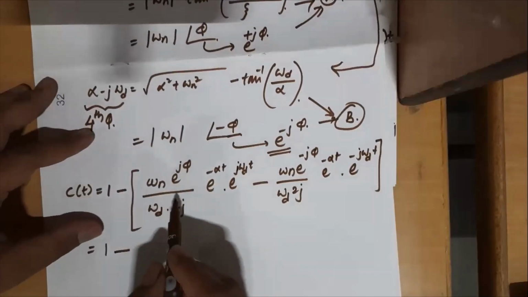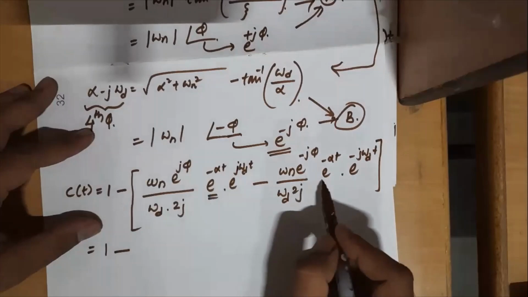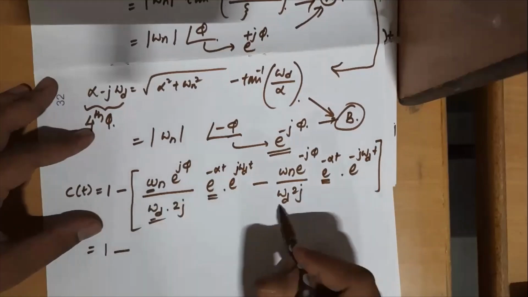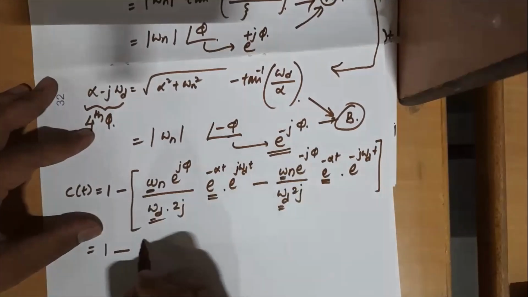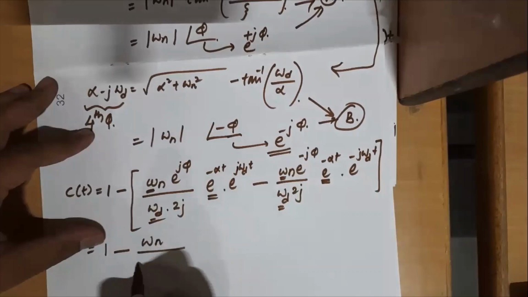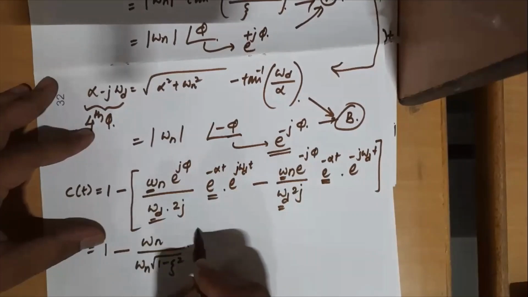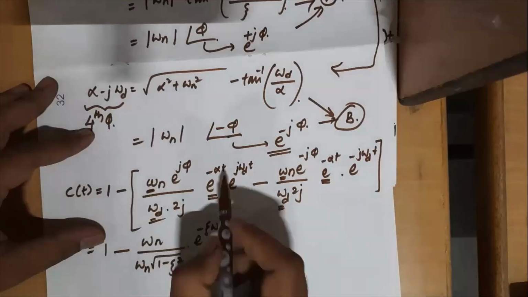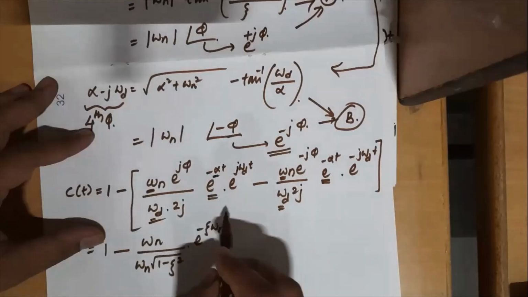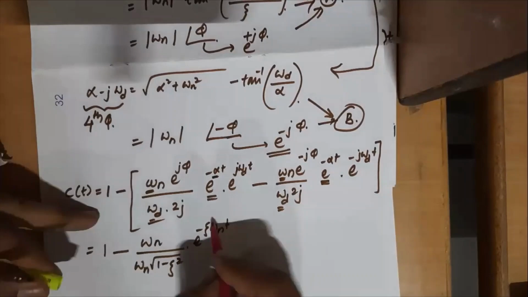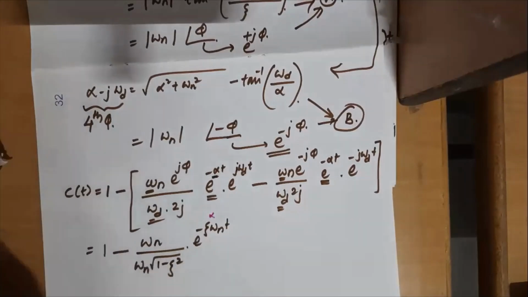So take the common elements outside. We have e raised to minus alpha t, we have omega n common, we have omega d common, but for the time being I'll keep 2j in the denominator. So take all the common elements outside, omega n divided by omega d. Omega d I'll rewrite in terms of omega n square root of 1 minus zeta square. So e raised to minus alpha t, which is taken as common, I'll replace alpha with zeta omega n.